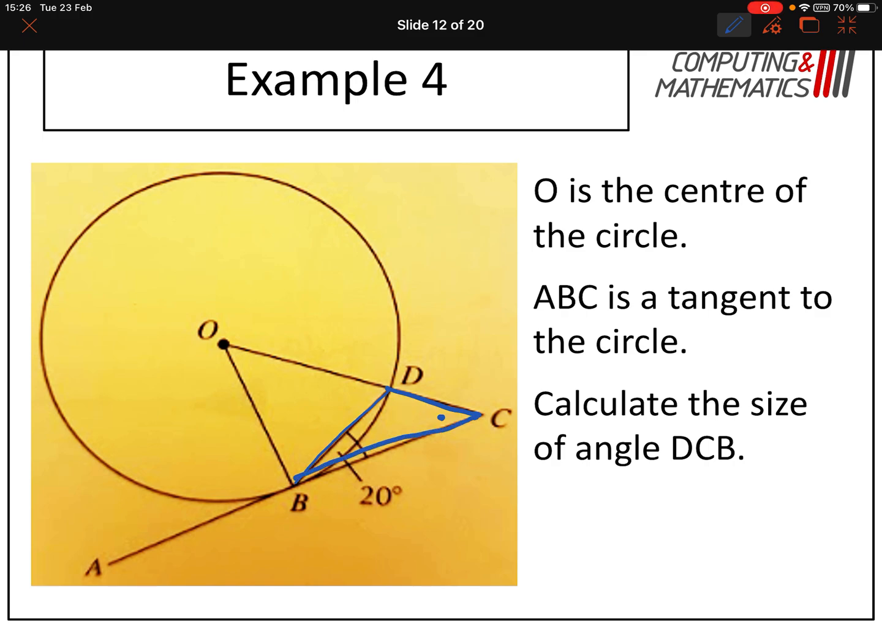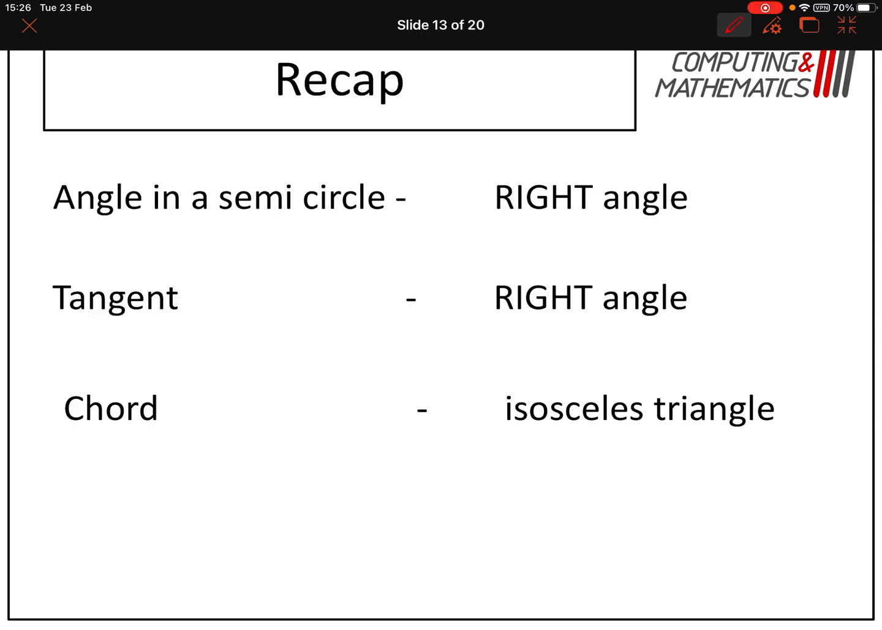Okay, but I'm sure you can see the big triangle, which is why I'm going to use that 40. Okay, because I've got 40 here. I've got 90 here, which will give me 130, which means that this angle in here, the one that I'm looking for, is 50 degrees. Okay, bearing in mind we had 70 in here and 70 in here because of that chord at the bottom. Okay, so quick recap. Angle in a semicircle will give you a right angle, so you're 90 degrees. Your tangent will create a right angle as well, and your chord will create an isosceles triangle.